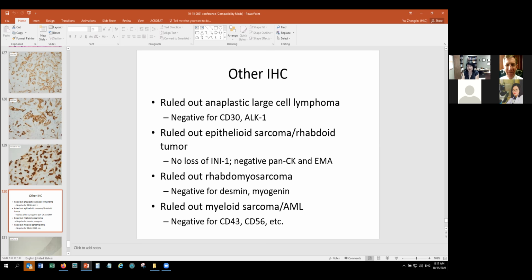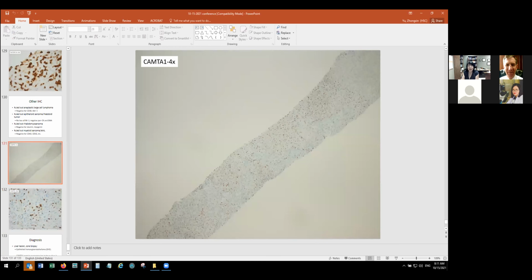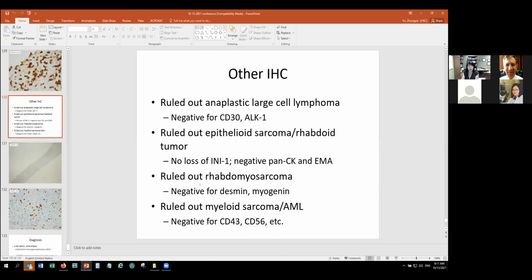So we basically rule out this. And also we try to rule out rhabdoid sarcoma, although the morphology doesn't look like it, but we have to do that. So desmin, myogenin negative, rule that out. Also, we think it could be sinusoid infiltrated by myeloid sarcoma, AML, because the patient has multiple lesions in the bone, the vertebrae. So we did CD43, CD56, they are all negative.